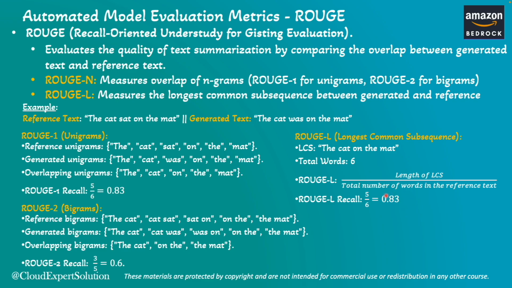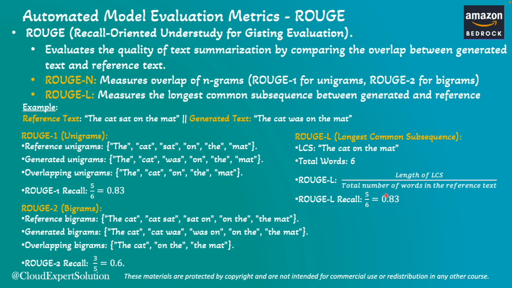Although you do not have to understand how to calculate ROUGE-1, ROUGE-2 or ROUGE-L, I tried to explain for a better understanding. You need to remember the full form of ROUGE, that is Recall-Oriented Understudy for Gisting Evaluation, and the two key variants: ROUGE-N, where you can have ROUGE-1 for unigrams, ROUGE-2 for bigrams and so on, and ROUGE-L, which measures the longest common subsequence between the generated and the reference text.